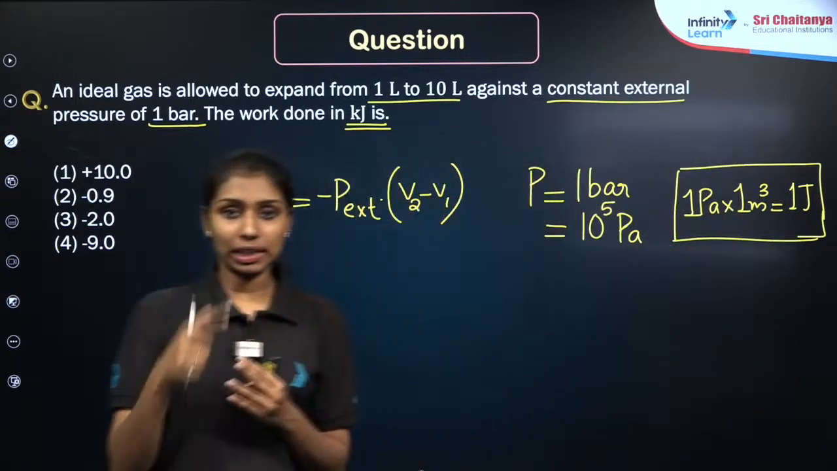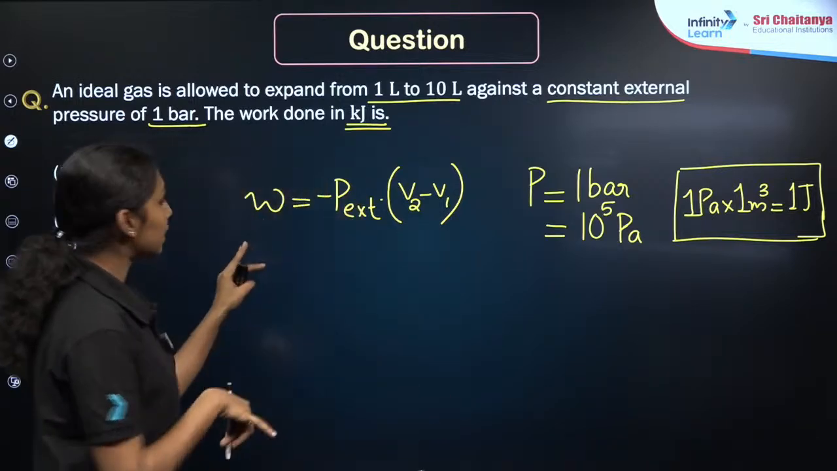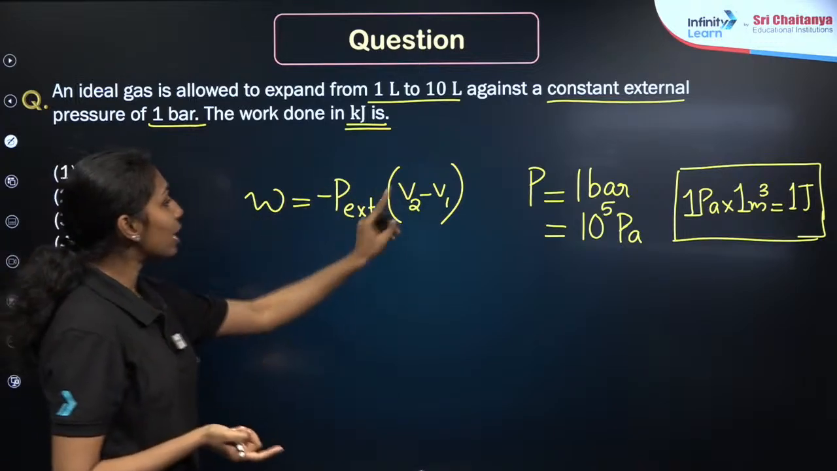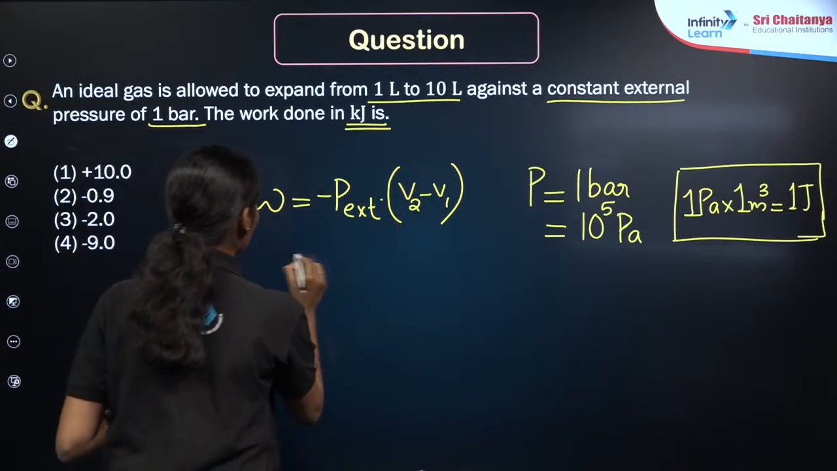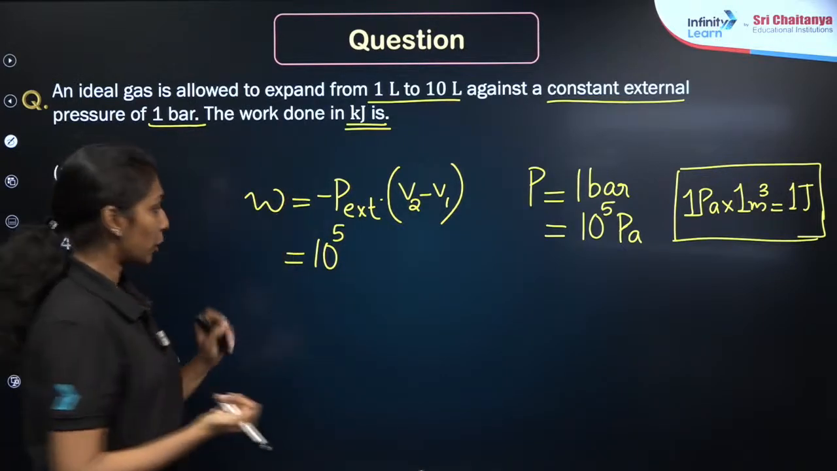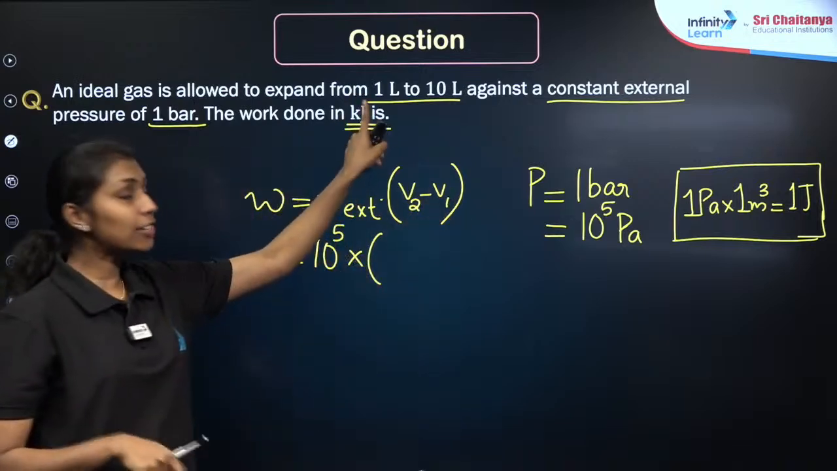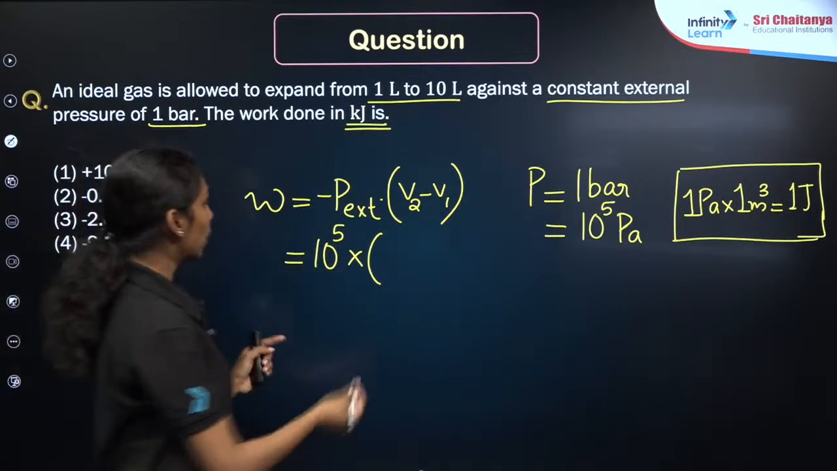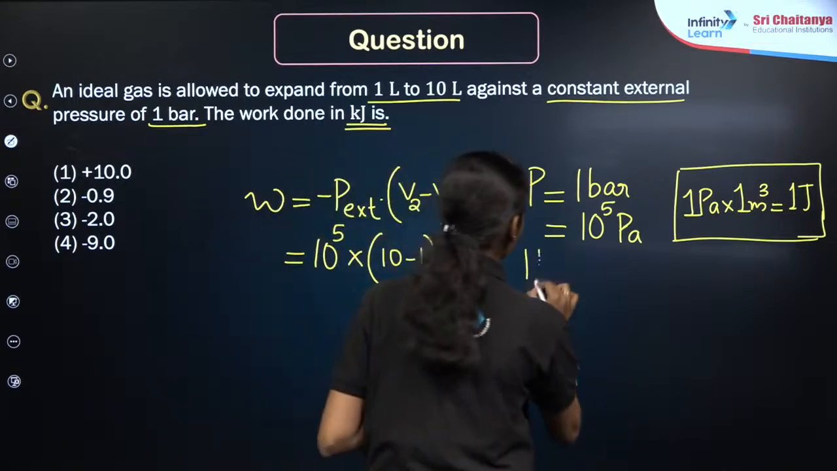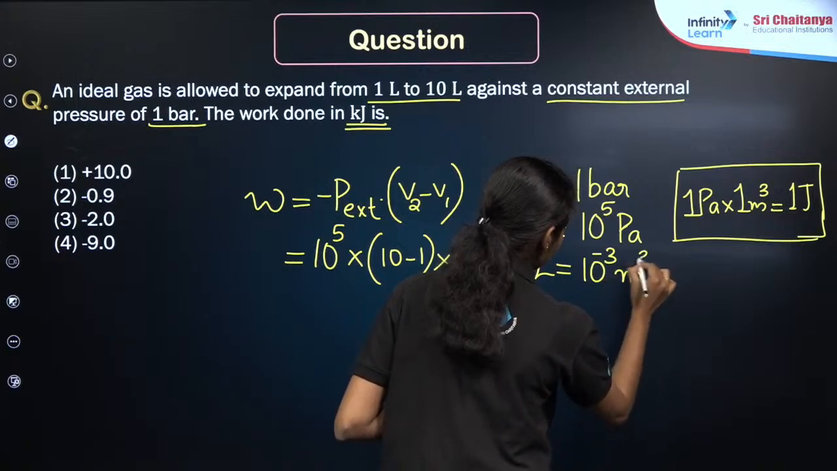Whenever 1 Pascal is multiplied with 1 meter cube, it will become 1 joule. So, in order to calculate this work done in joule, we are converting this pressure into Pascal as well as volume into meter cube unit. So, 1 bar is equal to 10 raised to 5 Pascal, into the volume. Initial volume is 1 liter, final volume is 10 liter, so it will be 10 minus 1. 1 liter can be converted into 10 to the power minus 3 meter cube.